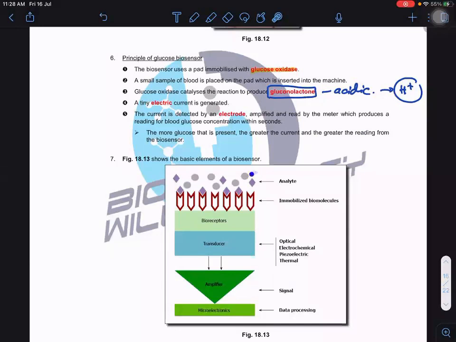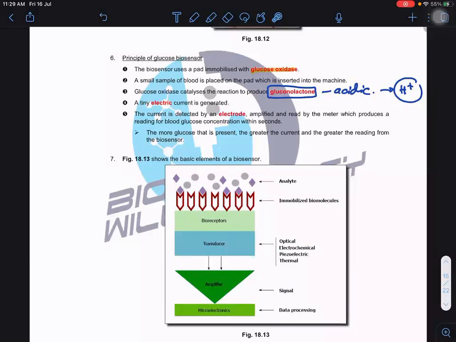Okay, so glucose binds to the active sites of the glucose oxidase, and the glucose oxidase can now convert the glucose into gluconolactone. This gluconolactone is acidic, so it releases H+. This H+ causes a change in the electrochemistry here, so the transducer will be able to convert this change into electricity.